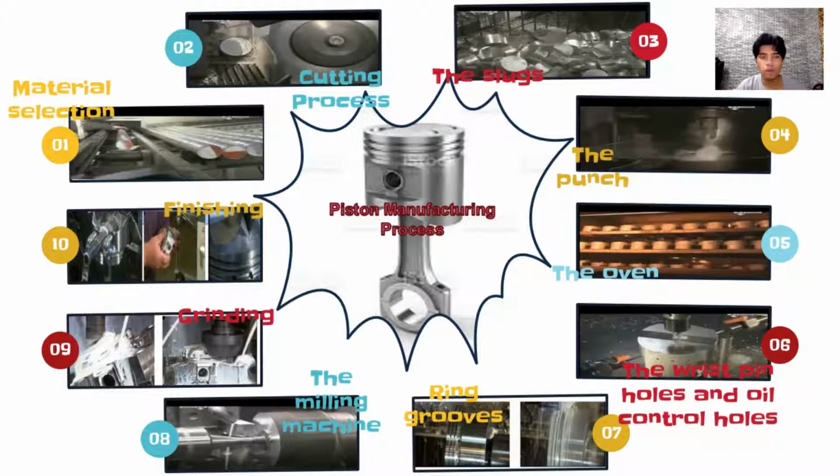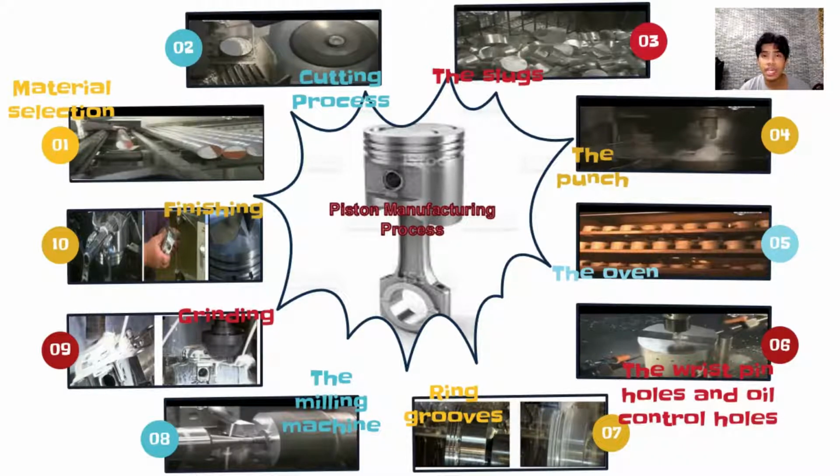The oven process. After forging cools down, the slug goes through an oven twice more. The first one is at a higher temperature, which is to strengthen the metal. And for the second time, it is put in a low temperature to stabilize it. In the pin holes and oil control holes process, a large hole is drilled through both sides of the piston, and oil control holes are drilled along the slug.